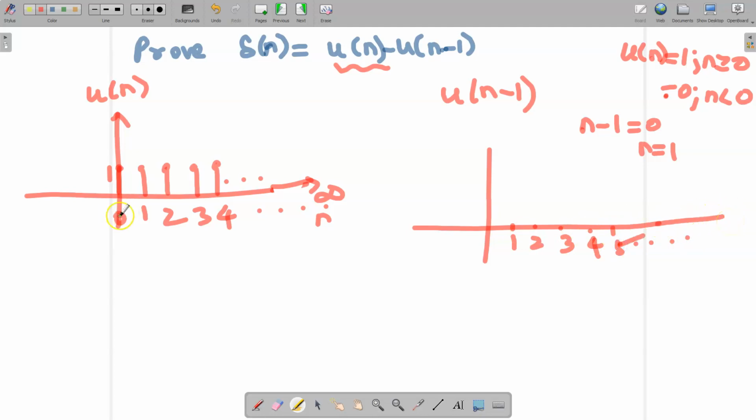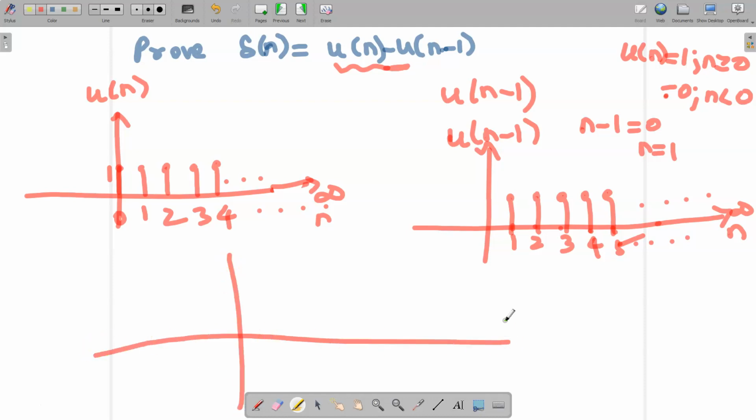So, instead of starting from 0, I have to start from 1. Infinity plus 1 is again infinity, so it will be going on up to infinity. Okay, so this is u of n minus 1. Now, what is the operation? We have to subtract u of n minus u of n minus 1.